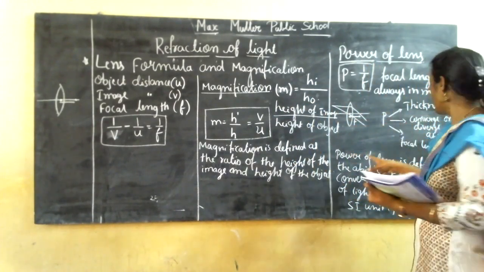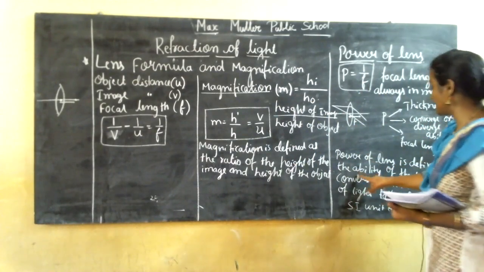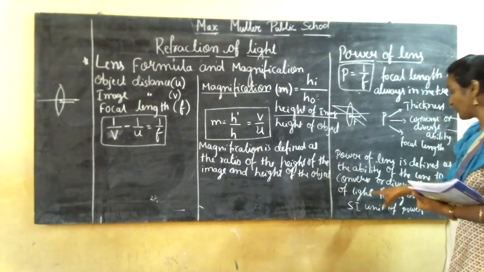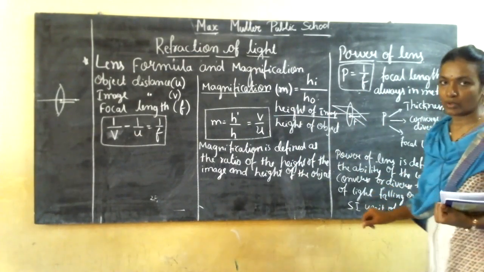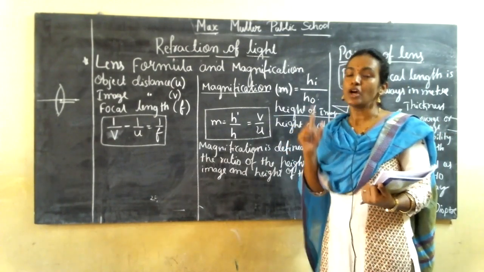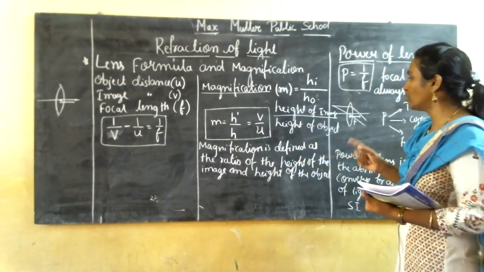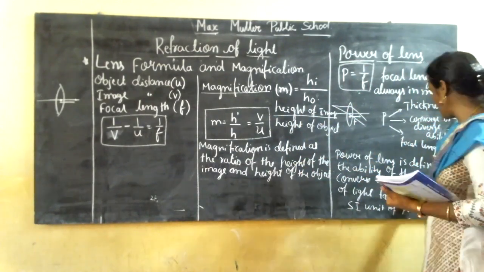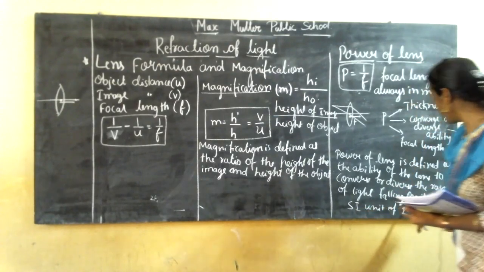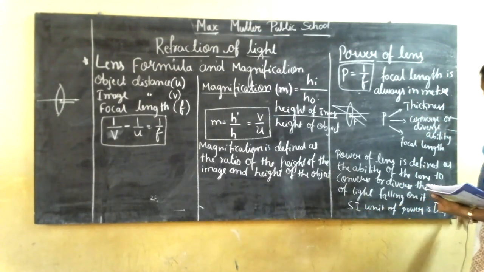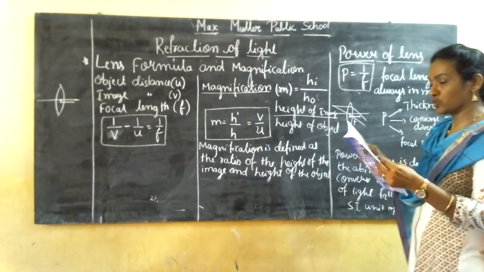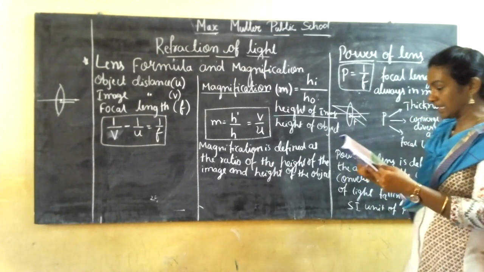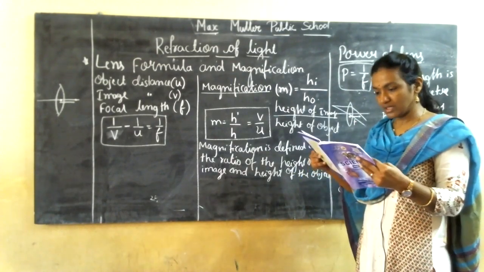So you can define that one. Power of a lens is defined as the ability of the lens to converge or diverge the rays of light falling on it. Okay, what is important for your exam? Let us study that much only. Next is the SI unit of power, which is the dioptre. It is there in your textbook also. You can see the spelling, D-I-O-P-T-R-E, dioptre.